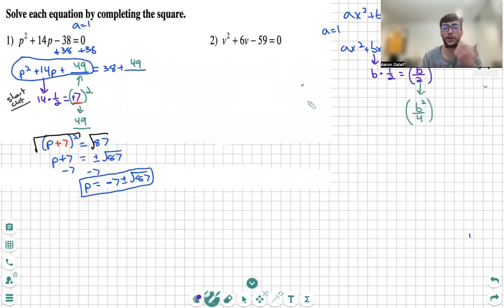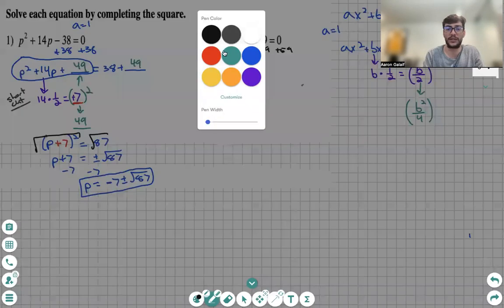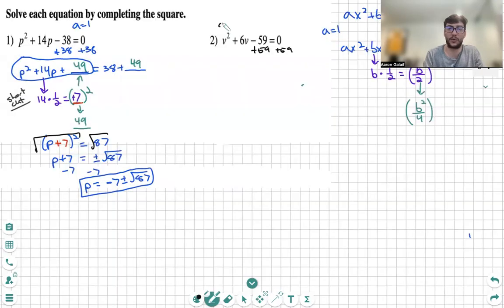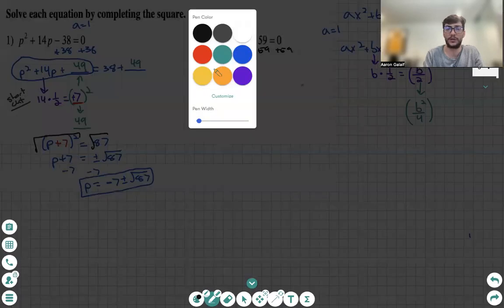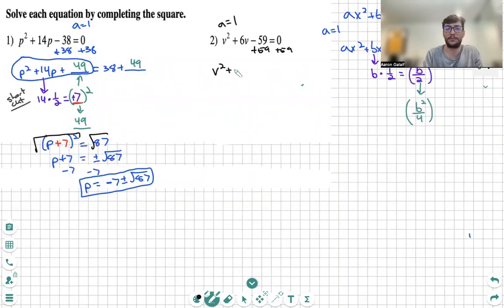This time, I'm going to show it to you without the shortcut to show you what the shortcut really changed. First, I'm going to add the 59 over to the other side. Next, I'm going to make sure my A is equal to 1. It is. We are good to go. We will continue to write: V squared plus 6V plus blank equals 59 plus blank. Those plus blanks are fairly important.